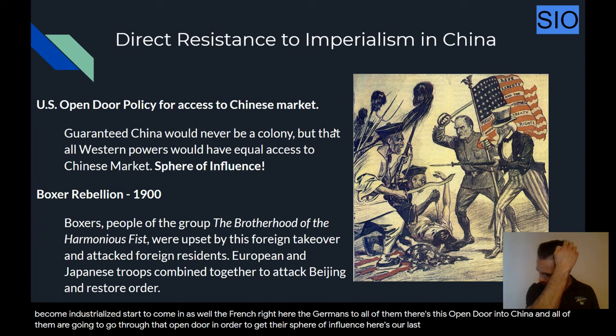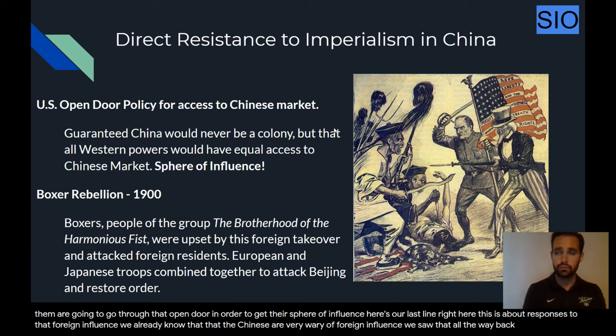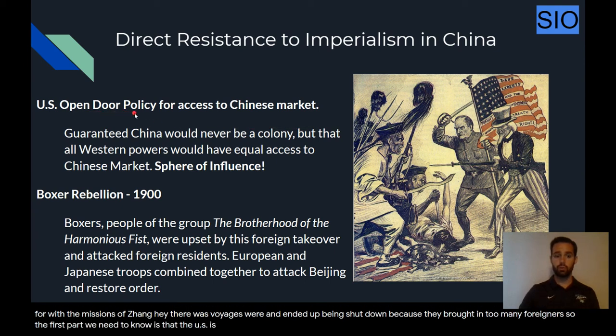Here's our last slide right here. This is about responses to that foreign influence. We already know that the Chinese are very wary of foreign influence. We saw that all the way back in Unit 3 and Unit 4 with the missions of Zheng He. Those voyages ended up being shut down because they brought in too many foreigners. So the first part we need to know is that the U.S. is also going to get involved.